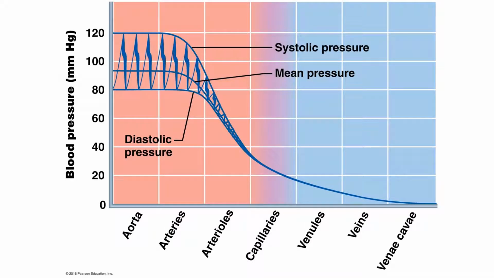Here, we can see that pressure continues to decline as we move further and further away from the heart. Pressure is highest in the aorta, slightly lower in the arteries, lower still in the arterioles, and continues to decline as blood moves through the capillaries, venules, veins, and into the vena cava.